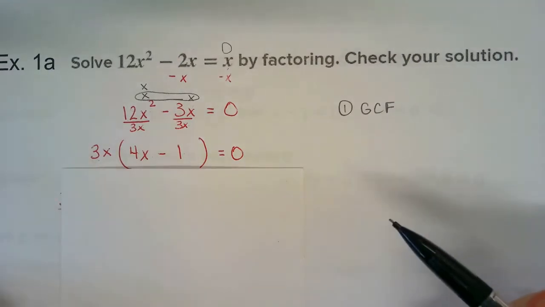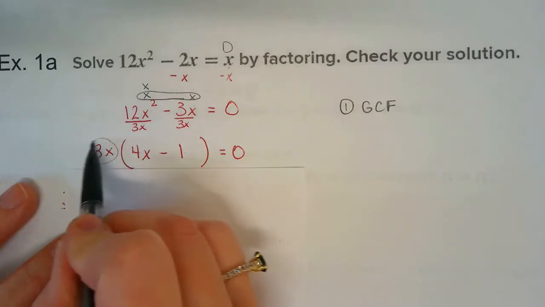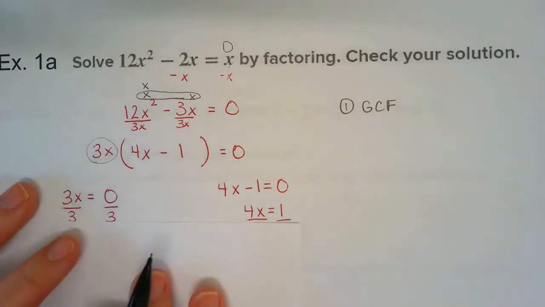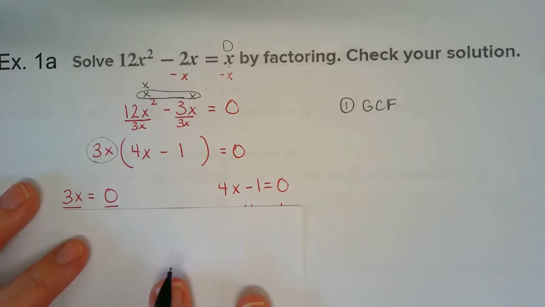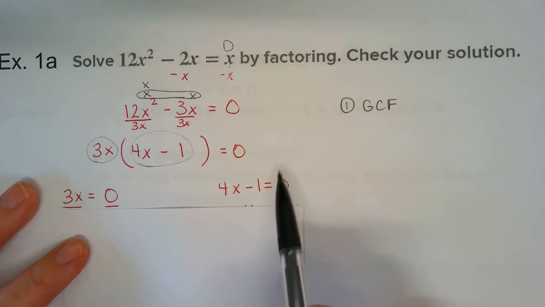Once you've done this, you're going to set each term equal to 0. So this, not term, each factor. So this guy is its own factor, so I'm going to set that equal to 0. And this guy is its own factor, so I'm going to set that guy equal to 0.